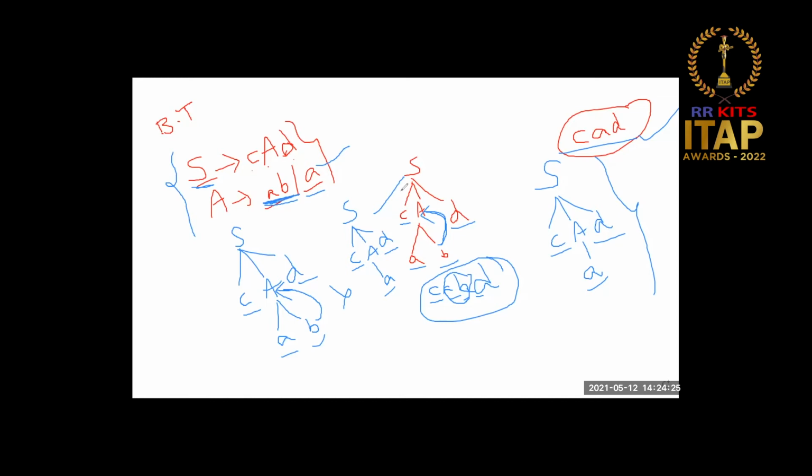So is it clear? If it is clear, then we can move to the next one, that is RDP, recursive decision parser. Okay, done.